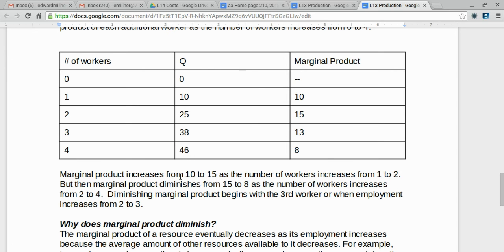So marginal product increases from 10 to 15 as the number of workers increases from 1 to 2. There's 10 and 15. But then marginal product decreases from 15 to 8 as the number of workers increases from 2 to 4. Marginal product rises to 15, and then it falls to 13, and then to 8. Diminishing marginal product begins with the third worker because that's the first worker where marginal product is lower than the previous worker.